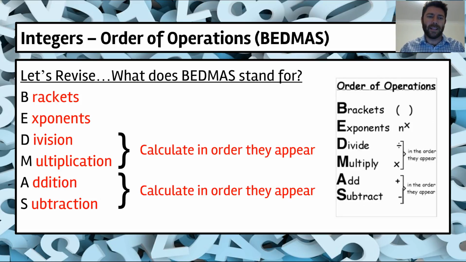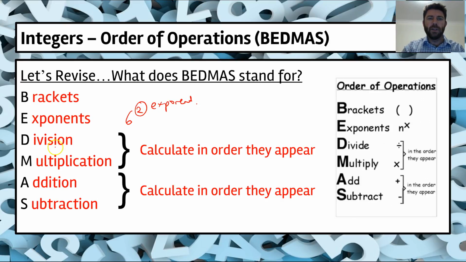What does BEDMAS actually stand for? All right, if we have a look down the list here, B stands for brackets, E stands for exponents, or as we can see over here where we've got a power, so it might be 6 squared. That there is an exponent.